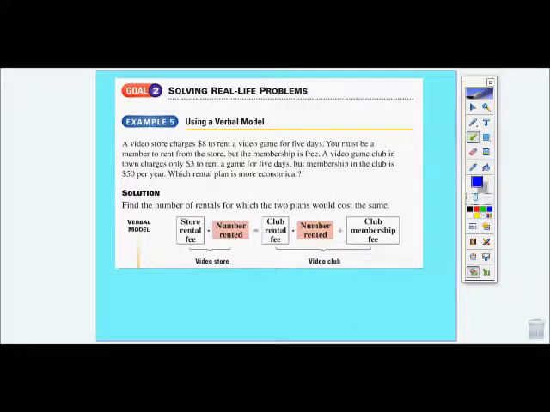We've got to the second part, the second goal, where we're going to solve some real life problems. So a video store, and this is a little dated, so I don't know how real life this is, but it charges $8 to rent a video game for 5 days. You must be a member to rent from the store, but the membership is free. A video game club in town charges only $3 to rent a game for 5 days, but the membership in this club is $50 per year. So which rental is more economical?